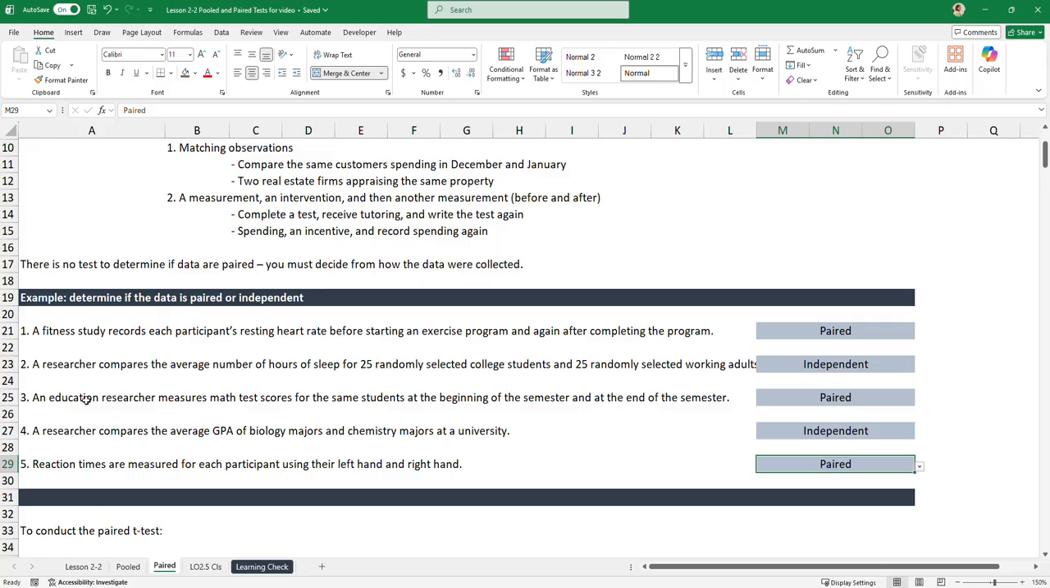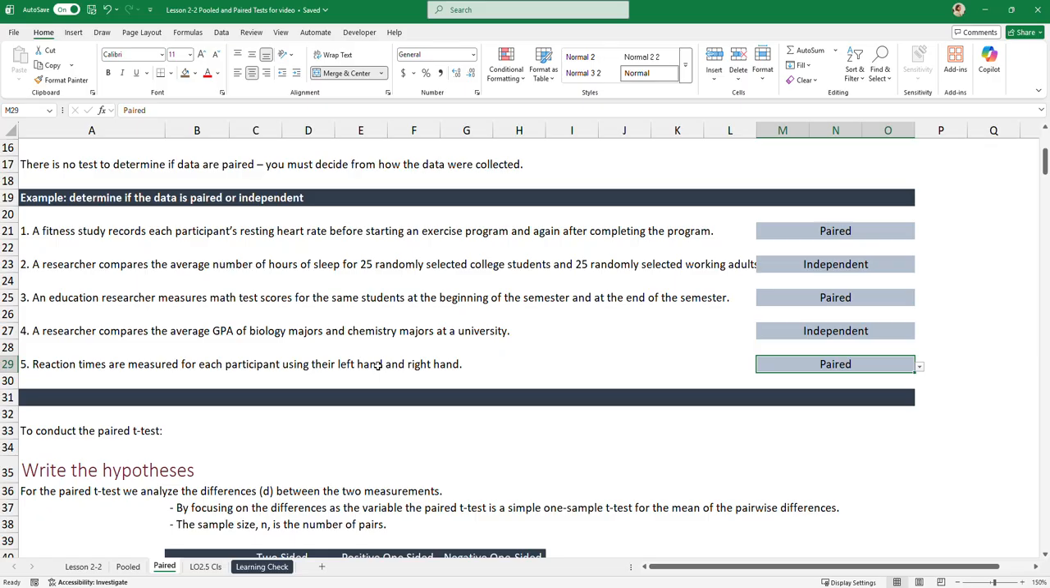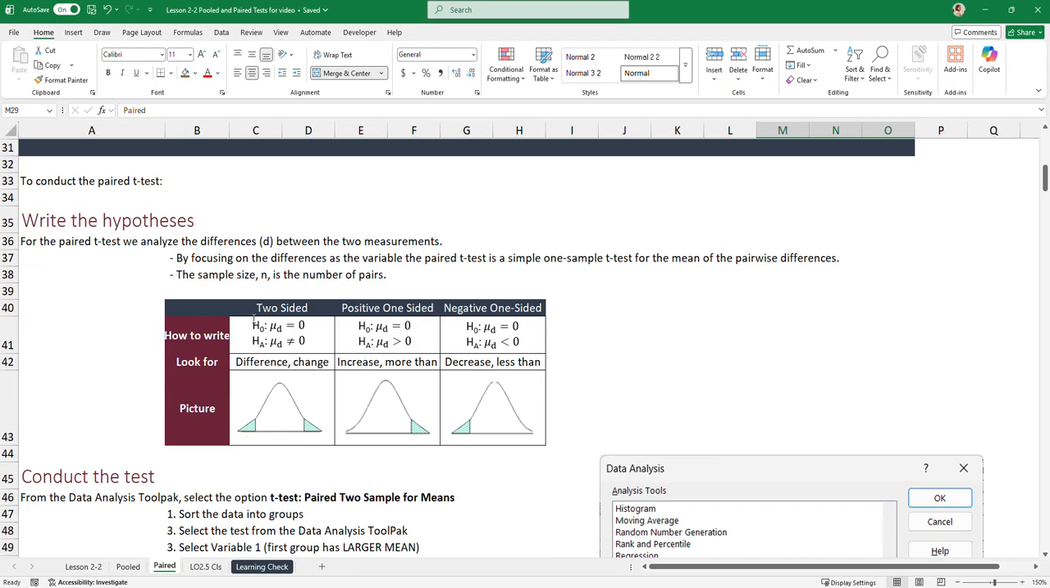So for numbers 1, 3, and 5, if you wanted to look at the differences between the two groups, like left and right hand, math test scores at the beginning and the end of the semester, and heart rate before and after the program, to compare all of those two groups, you need to use the paired test. So that's what we're going to look at next.